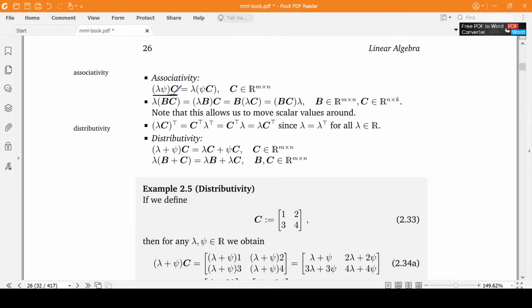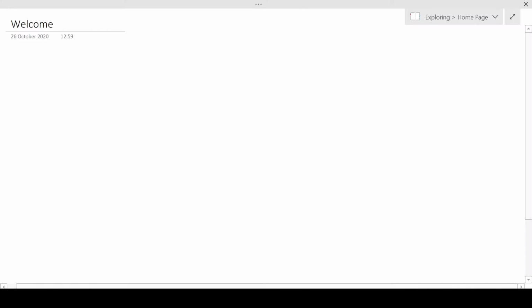whenever we have two scalars, we can multiply them one by one to the matrix. So we will multiply the scalar psi with C, and then whatever matrix we get, we do a scalar multiplication again with lambda. Okay, so this is the first rule, and the second rule we can try proving this. Okay, let's try to prove this thing.